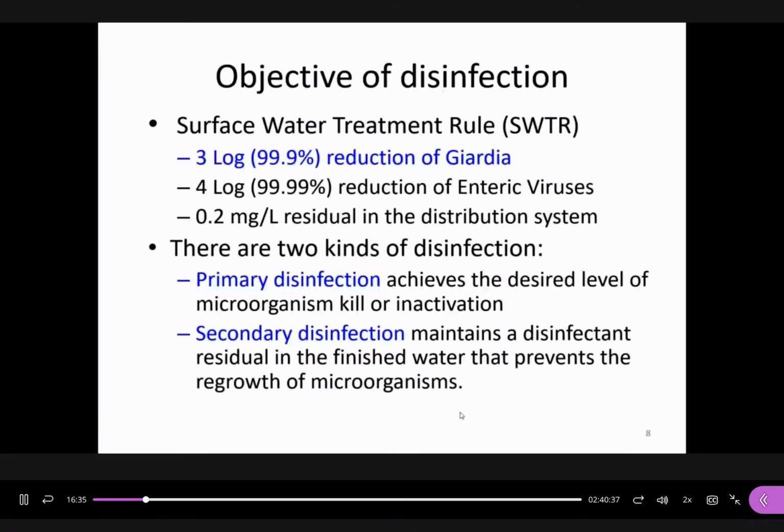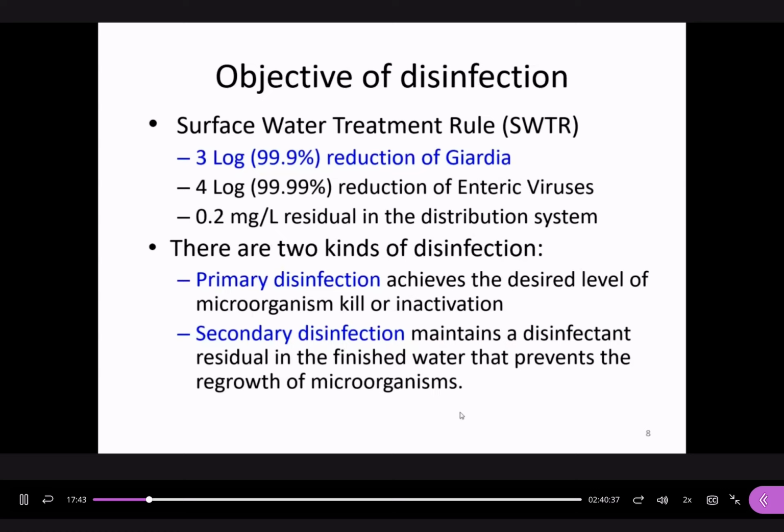Surface water treatment rule: 3-log reduction of Giardia. What is 3-log? 99.9%. So 1-log is 90%, 2-log is 99%, 3-log is 99.9%, and 4-log reduction of enteric viruses, right? 99.99%. And we need to maintain a small concentration of residual disinfectant in the water distribution system, typically 0.2 milligram per liter. What is the purpose of this residual chlorine? To control microbial growth or regrowth in the water distribution system.